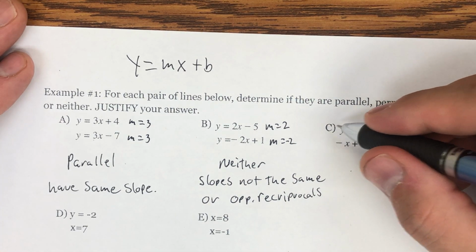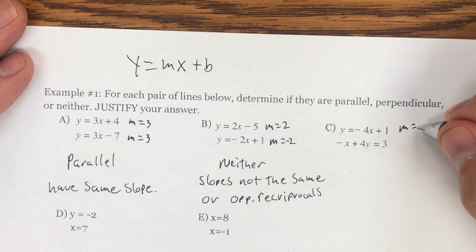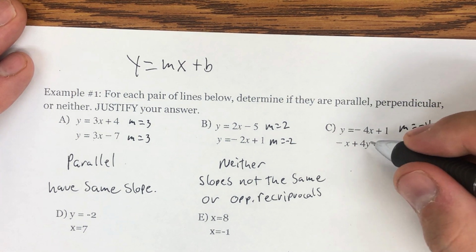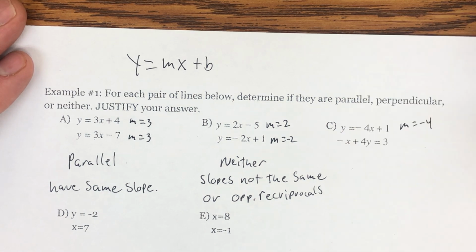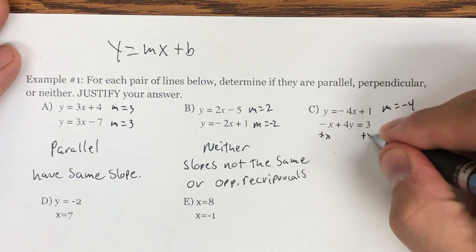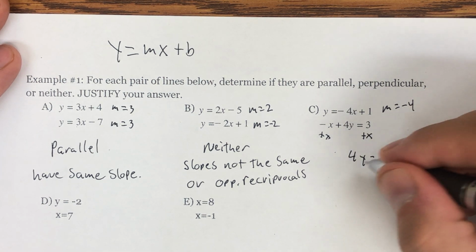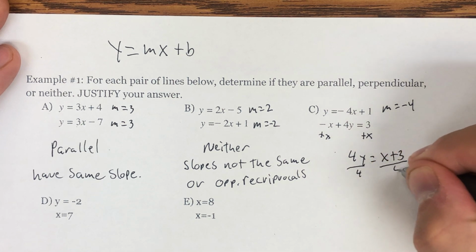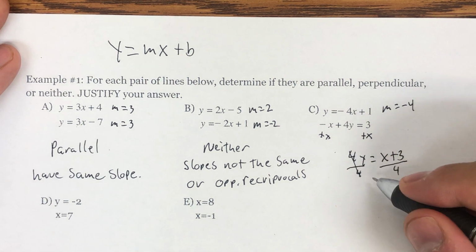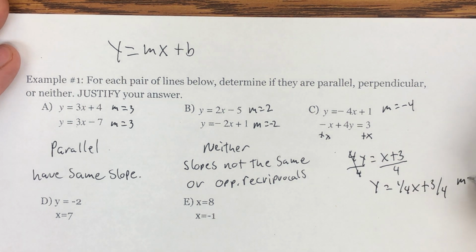Okay, for letter C, here's our 2 lines. The top line, the slope of the top one is m equals negative 4. For the bottom one, I'm not sure yet. I have to isolate y so I know the slope of that line. So I'm going to add x to both sides. And I have 4y equals x plus 3. Divide both sides by 4. And those cancel. Y is equal to 1 over 4x plus 3 over 4. So the slope is equal to 1/4.